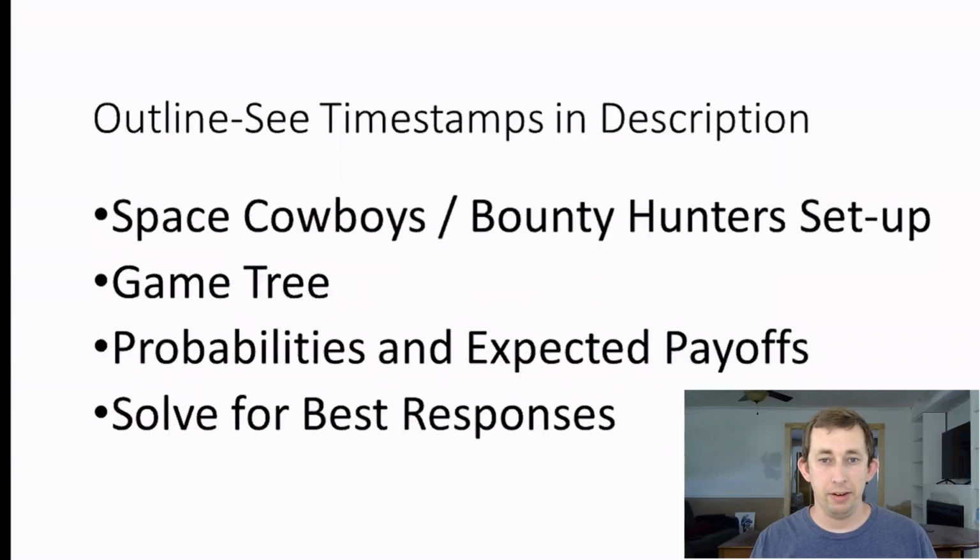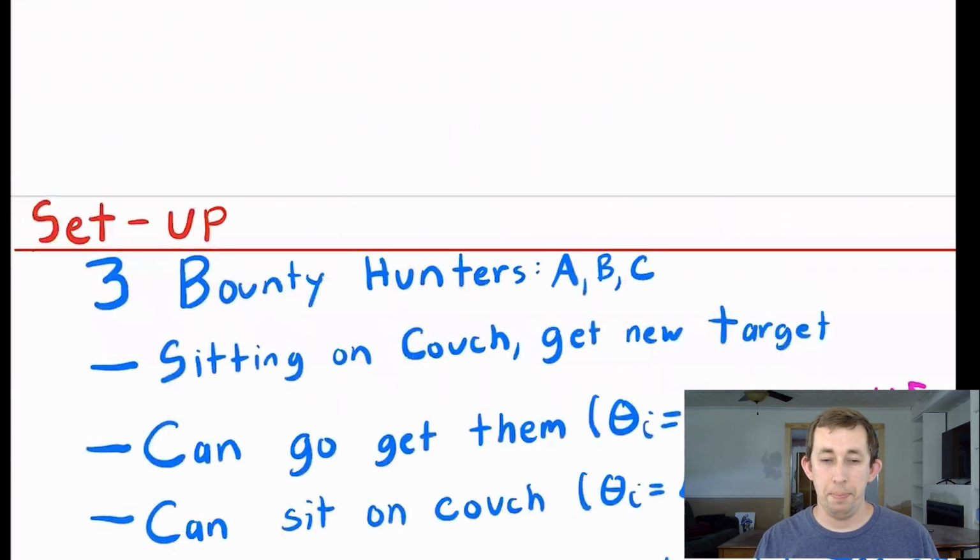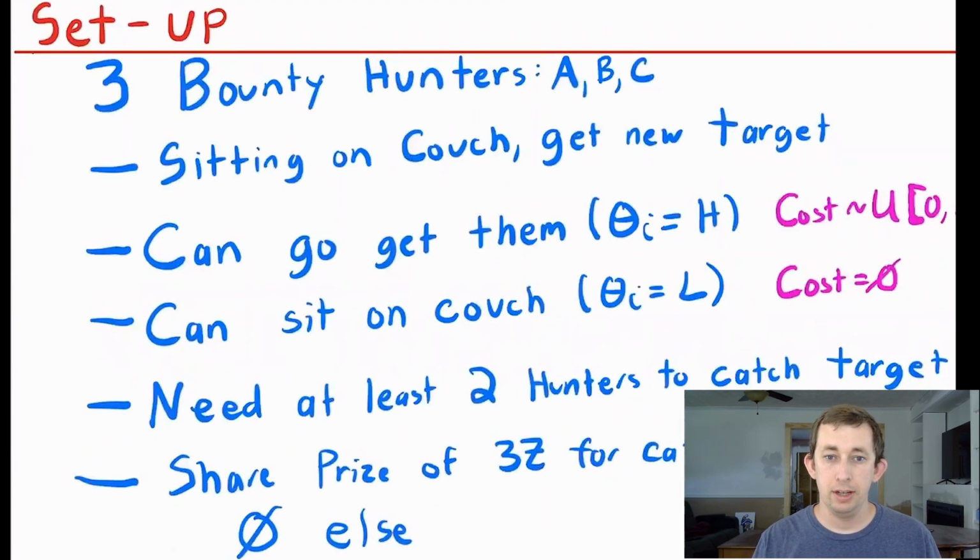Today we're talking about cutoff strategies and using cutoff strategies to find Nash Equilibrium. The game we're going to use for cutoff strategies is called Space Cowboys or Bounty Hunters, so let's talk about the setup. In this setup, we're going to have three bounty hunters A, B, and C.